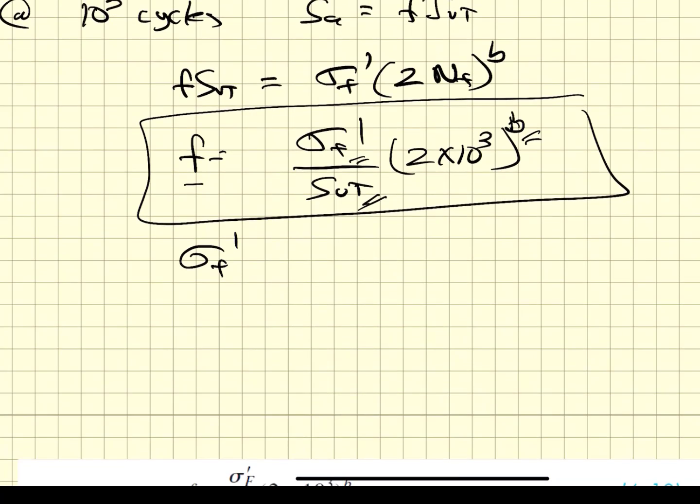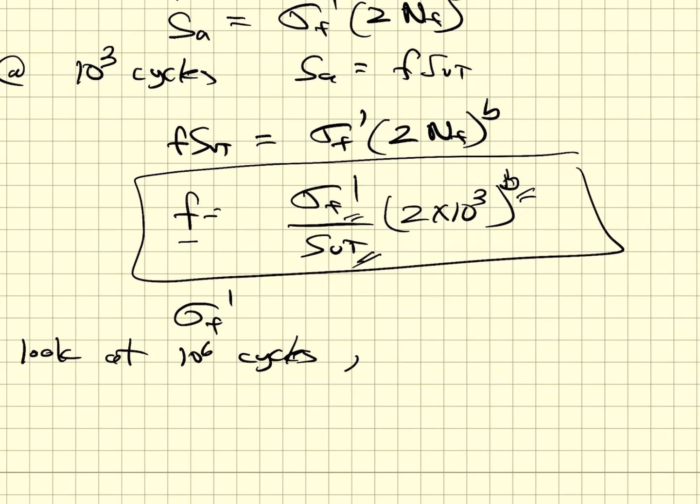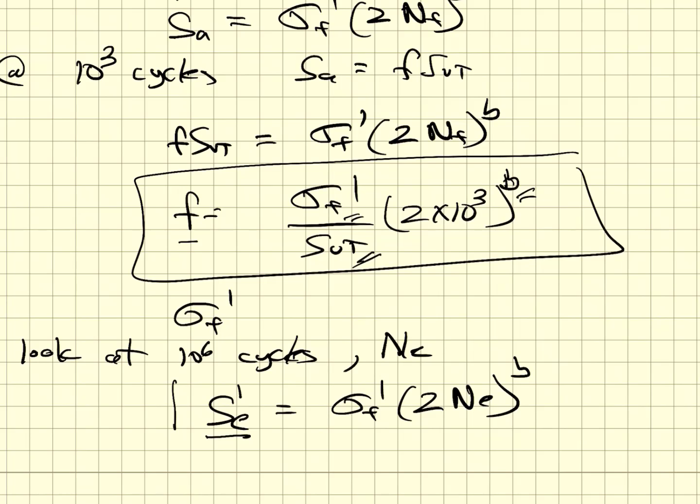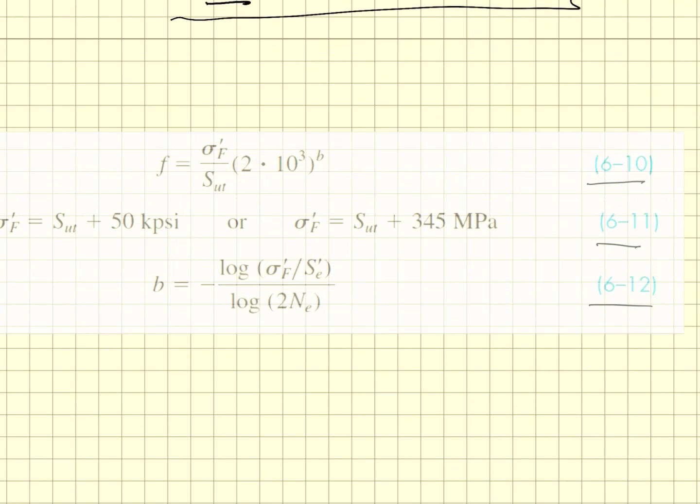So we're going to be looking at estimating sigma F prime in a moment. But the next thing we're going to do is look at 10 to the 6 cycles, which we're going to call our endurance limit. We know that our endurance limit is going to be equal to sigma F prime times twice NE to the power B. Well, what can we do with that? This SE, we're going to do our original estimate where it's equal to half the ultimate tensile strength. So we're just going to call that SE prime. And that then is going to allow us to solve for B. So if we do that, we're going to get equation 612 right here.